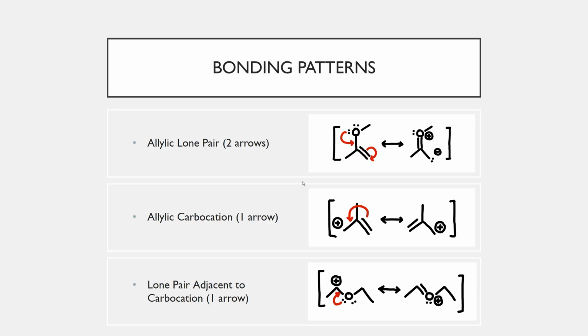Next is allylic carbocation, with a similar idea of course, being 1 carbon away from the double bond. So as you see in the diagram, the carbocation would be 1 carbon away from the double bond. And in this case, it actually just requires 1 arrow with that push, which gives you the other resonance structure. Lastly is a lone pair adjacent to a carbocation. So as you can see here, the oxygen's lone pair would be 1 carbon away from that carbocation, and this one also just requires 1 arrow for that resonance structure to form.